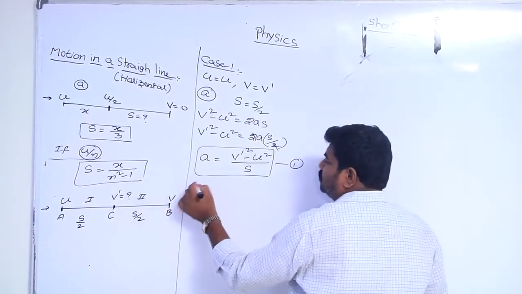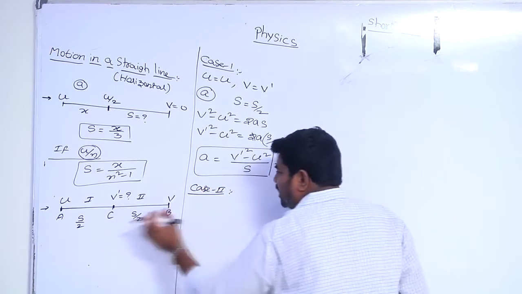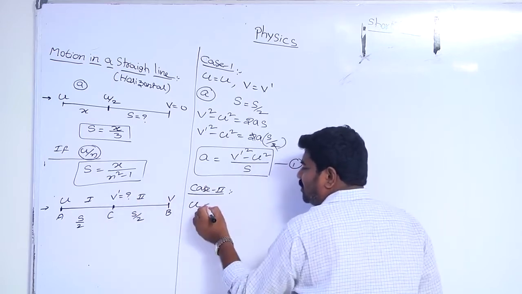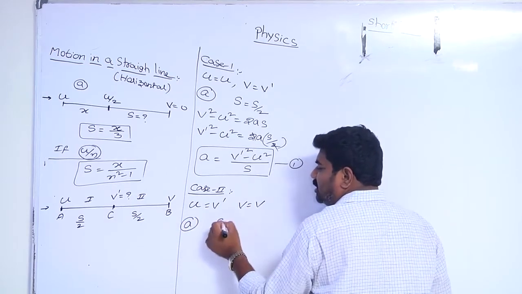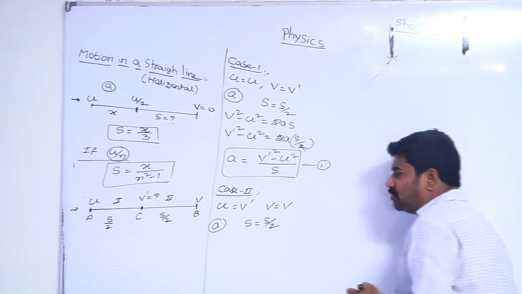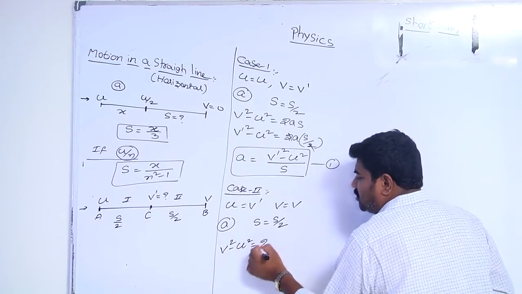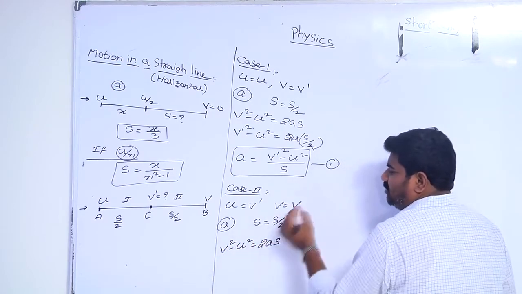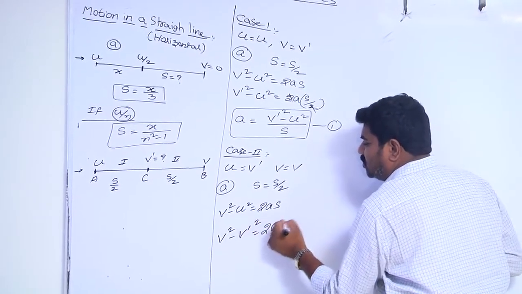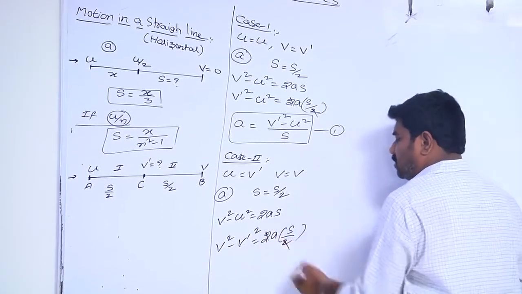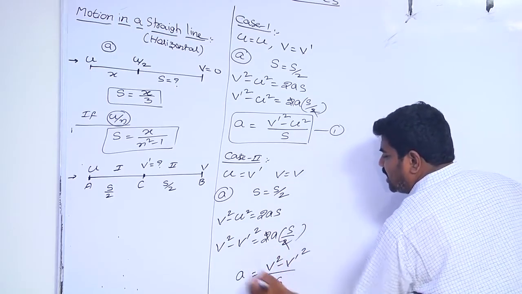Now we go for case 2. Here the initial velocity is v dash, the final velocity is v, the acceleration is a, and the displacement is again s by 2. Using the equation v square minus u square is equal to 2as, here v square minus v dash square is equal to 2a into s by 2. Therefore, a is equal to v square minus v dash square by s.